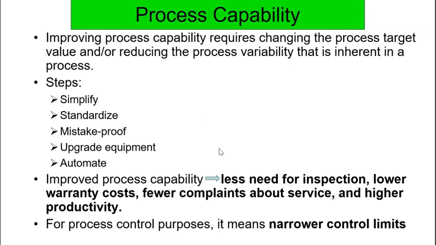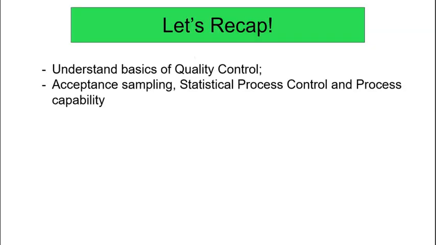Once we have improved the process capability, we need less inspection, we have lower warranty costs, less defects, fewer complaints, and also higher productivity. So for process control purposes, it means that narrower control limits are better because you will reduce defects. So that's all for the SPC. Thank you.